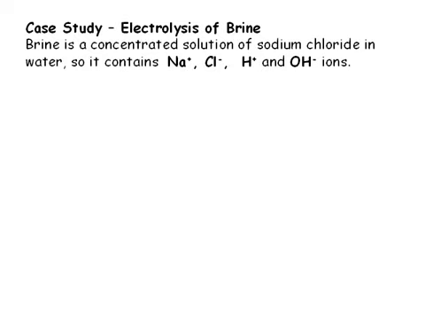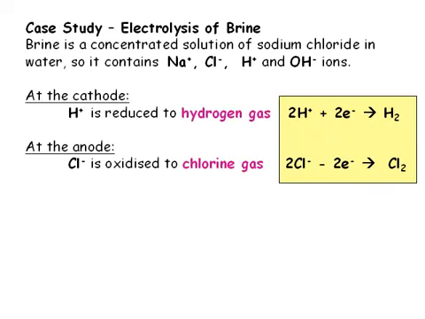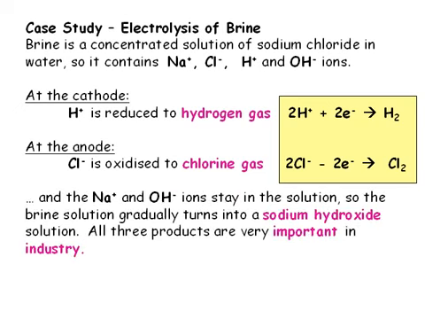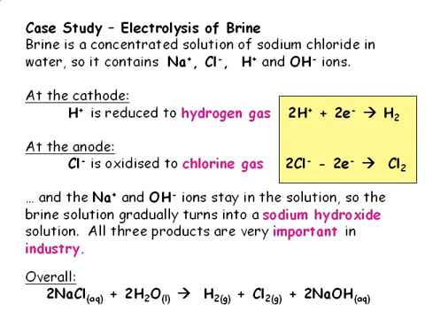We saw before that electrolysis of sodium chloride solution produces hydrogen gas at the cathode and chlorine gas at the anode. The sodium and the hydroxide ions stay in the solution, so during electrolysis the sodium chloride solution turns into a sodium hydroxide solution. Here's the overall equation for what's happening. Sodium chloride plus water is turning into hydrogen, chlorine and sodium hydroxide. All three of these products are widely used.